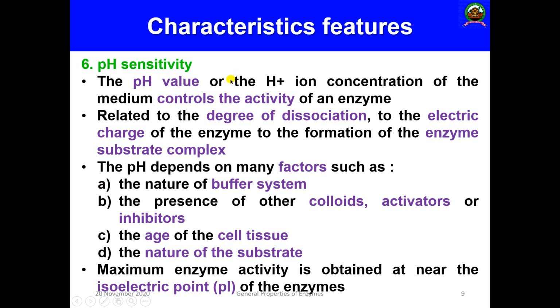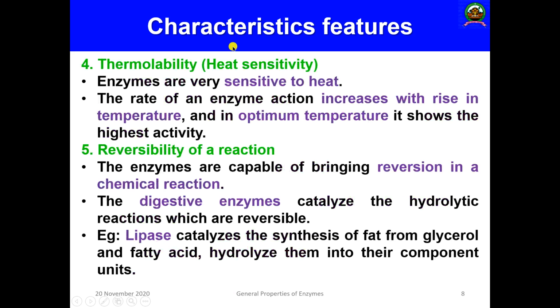Once this zwitterion is produced, it is neutral in charge. The pH at which the amino acid becomes neutral in charge is known as the isoelectric point. This we have already discussed. And the maximum activity of the enzyme, this we can observe at the isoelectric point. So these are the main important characteristic features.